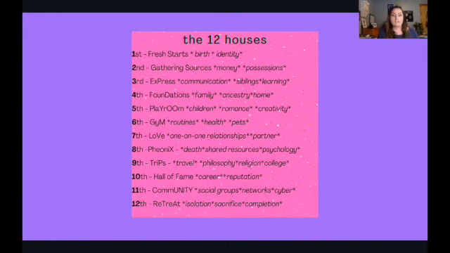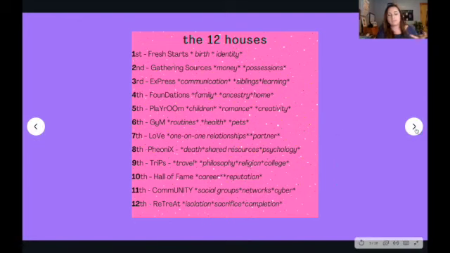The ninth house is about trips and quests. It's where we think about travel, philosophy, religion, college, or higher education. The 10th house, I call the Hall of Fame, and that's where you talk about career, reputation, your public persona. The 11th house is about community, social groups, networks. The whole cyber world fits in here as well. The 12th house is the house of retreat. That's the house of isolation, sacrifice, completion, and self-undoing as well.